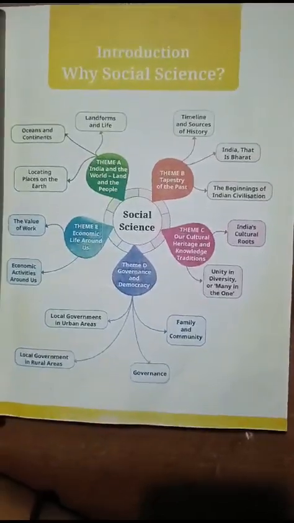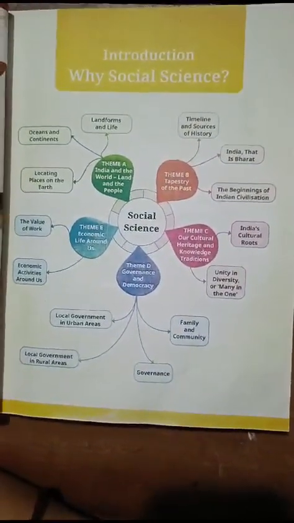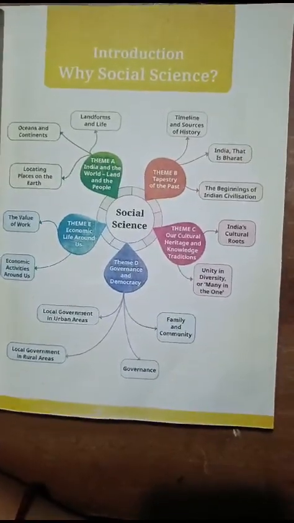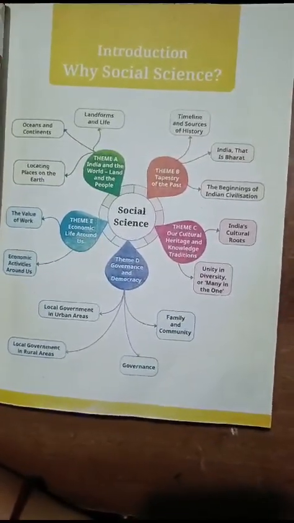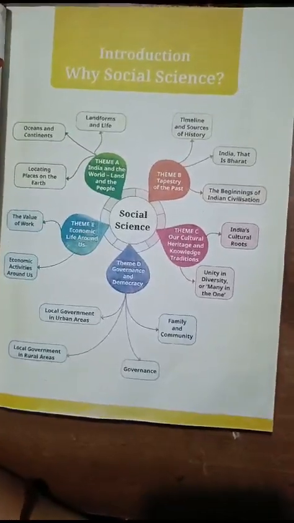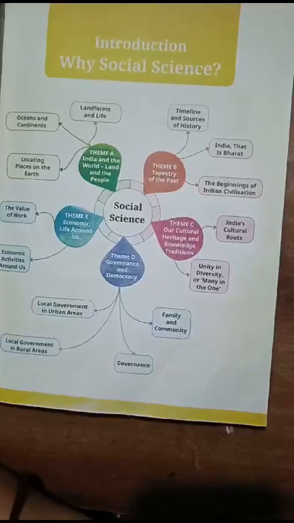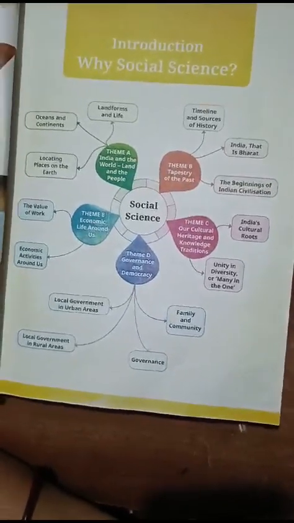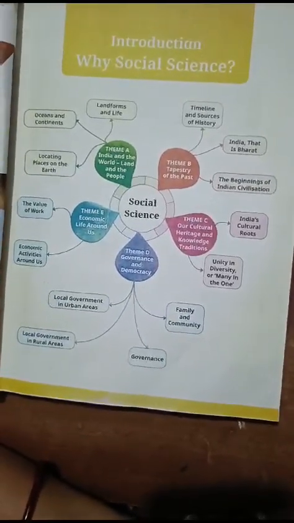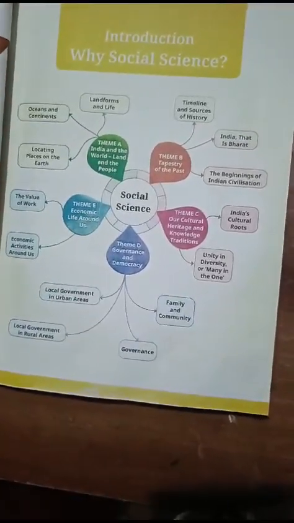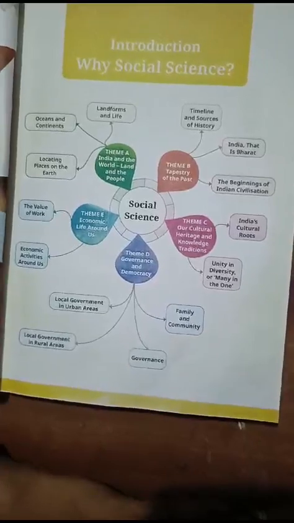The first chapter of class 6, introduction. Why social science? So there are 5 sectors here. Theme A. Inside this we find landforms and life, oceans and continents, locating places on the earth. Next, theme B, timeline and sources of history. India, that is Bharat, the beginnings of Indian civilization.